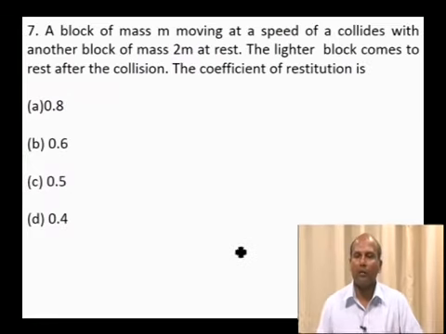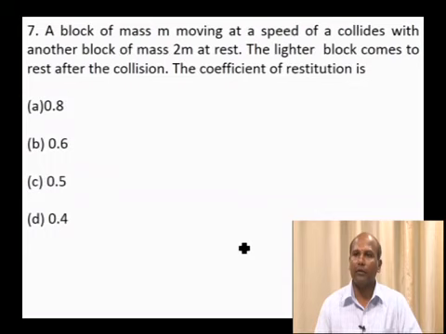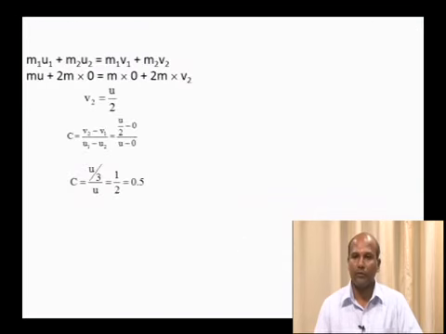A block of mass m moving at a speed of u collides with another block of mass 2m at rest. The lighter block comes to rest after the collision. The coefficient of restitution is asked. So we will actually see here.